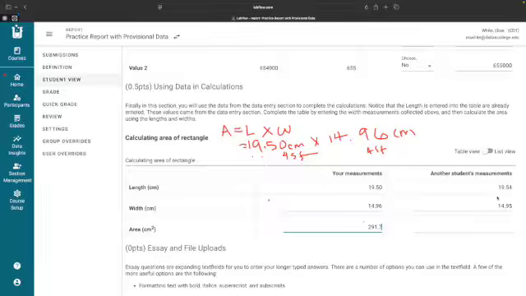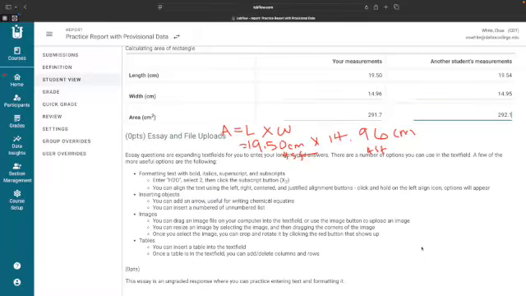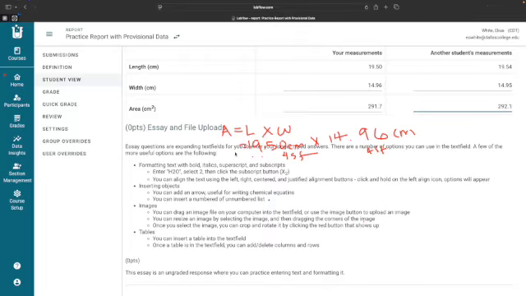Okay, over here, I'm going to have 19.54 times 14.95. So we have 292.1. Also 4 sig figs. Okay.